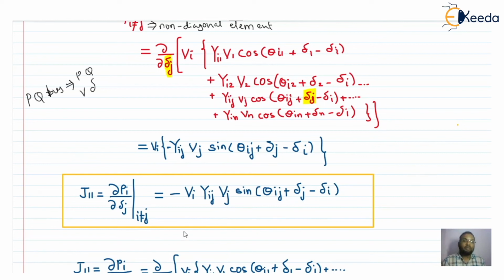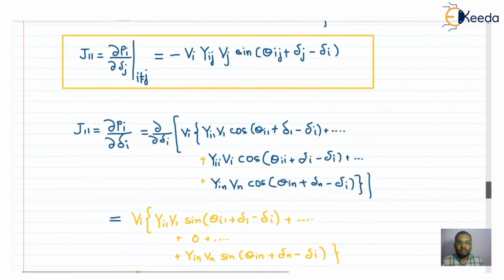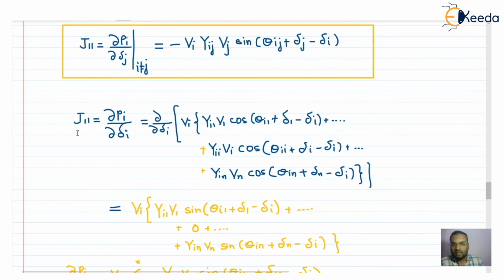Now these are non-diagonal elements. When i is equal to j, it will give me the diagonal element. So let's see how to get the diagonal element. Now J11 is the partial differentiation of real power Pi with respect to the phase angle on the same bus, the ith bus. It is the partial differentiation of this bracket with respect to the phase angle on the ith bus.